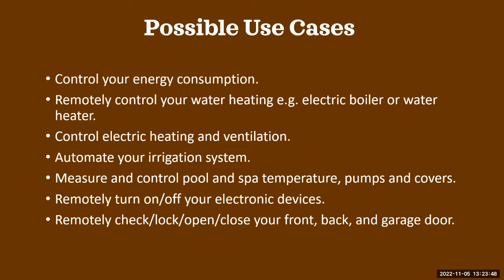So some of the possible use cases for home automation are, first, you can control your energy consumption, remotely controlling your water heating, for example, electric boilers or water heaters. You can control your electric heating and ventilation. You can automate your irrigation system. You can measure and control pool or spa temperature, pumps, and covers. Remotely turn on or off your electronic devices. You can remotely check, lock, open, and close your front, back, and garage door.